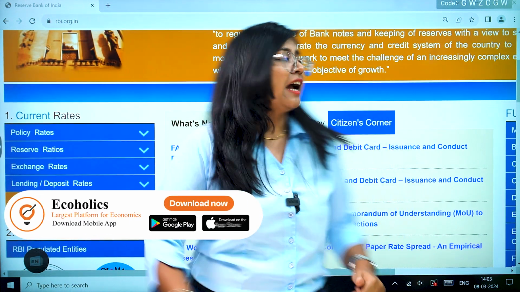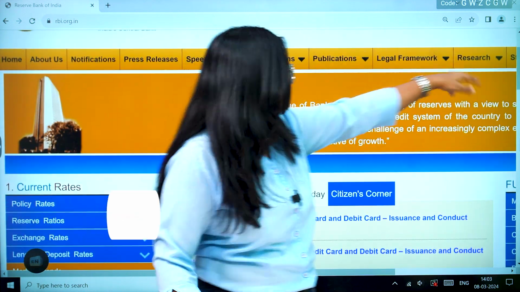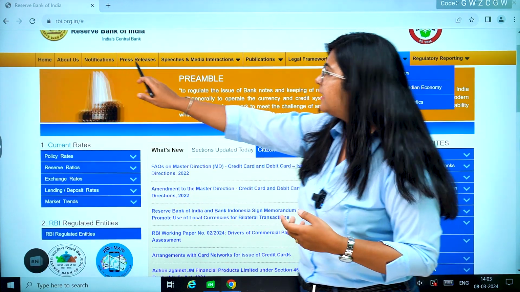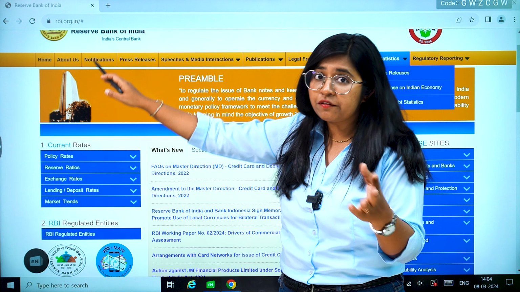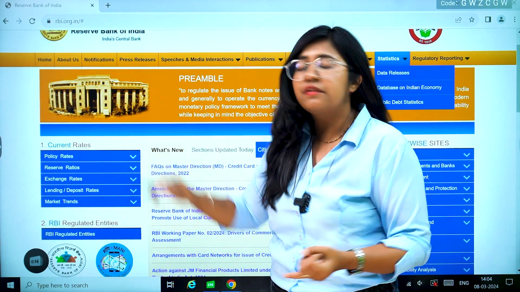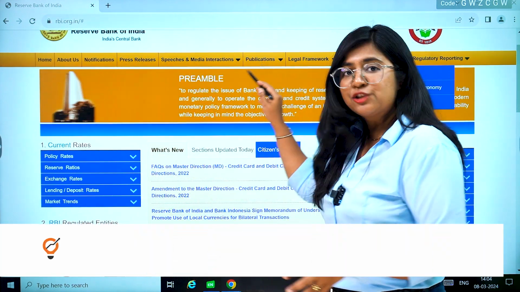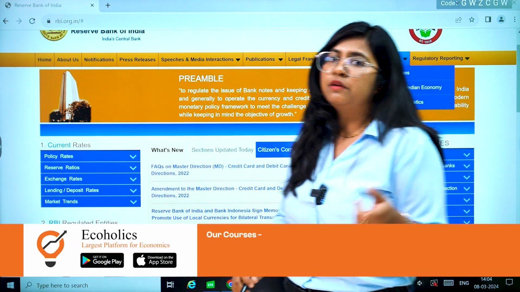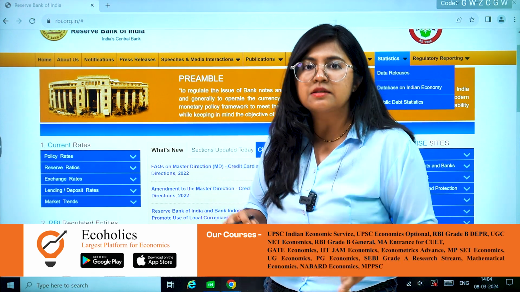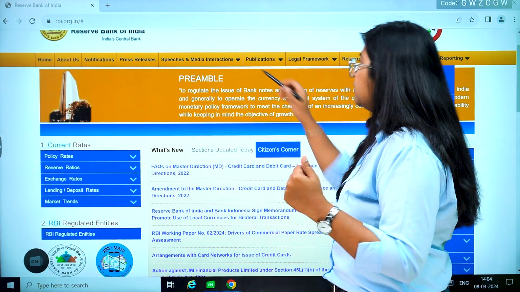Now, the next thing that we have over here, if we go to the different tabs, you look at press releases, notifications. Notifications is very important for all the students who are aspirants, because all the exam notifications come here. Okay, result notifications come here. Publications, speeches and media interactions, you will find that the governor's speech will be here with the transcript, so you can also look at it, watch it, hear it.